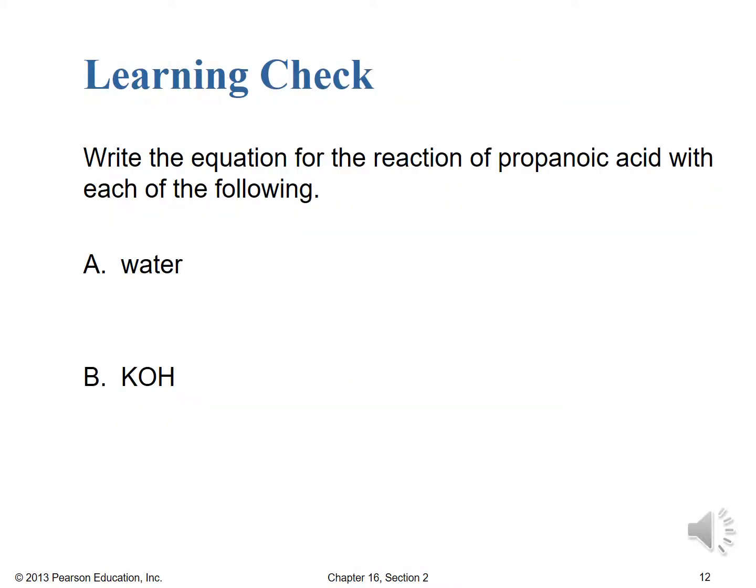Okay, on that pleasant note, let's go ahead and have our last learning check here and close our properties of carboxylic acids lecture. In this learning check, you're asked to write the equation for the reaction of propanoic acid with each of the following. First with water acting as a weak acid, and second with a strong base like potassium hydroxide to get that carboxylate salt. So go ahead, stop the video here while you write those reactions, and then start it back up to check your work. Good luck.